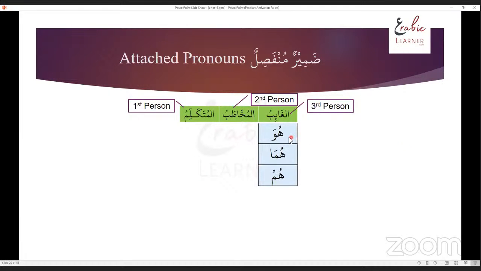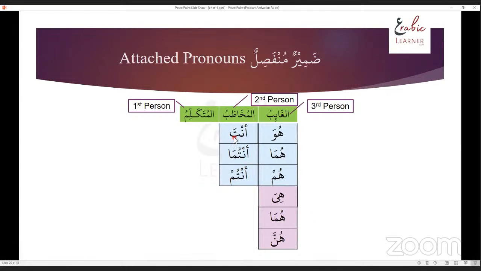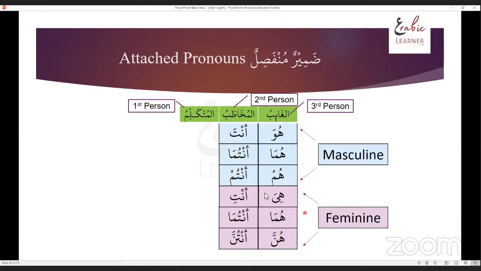Huwa, huma, hum. Huwa means he, huma means they two, masculine. Hum means they all, masculine. Hiya, huma, hunna. Hiya means she. Huma means they two, feminine. Hunna means they all, feminine. Okay, muannas. Anta, antuma, antum. You two, you all. Anti, antuma, antunna, you two, you all. These are for feminine. Ana, nahnu.